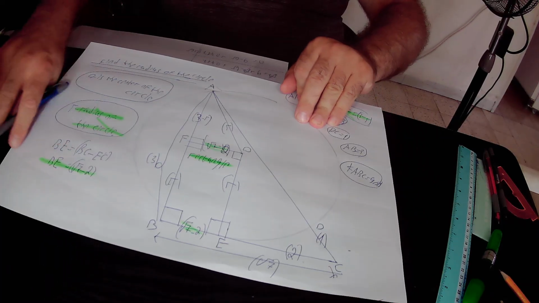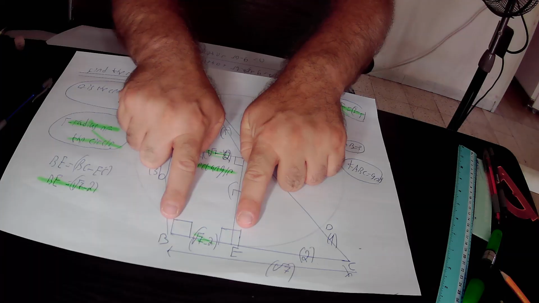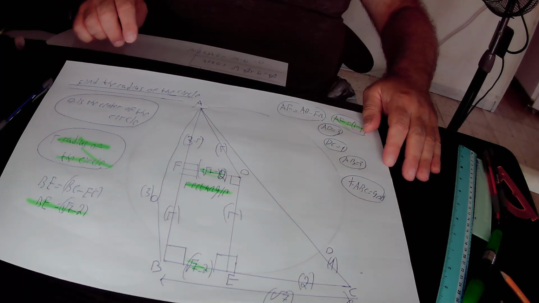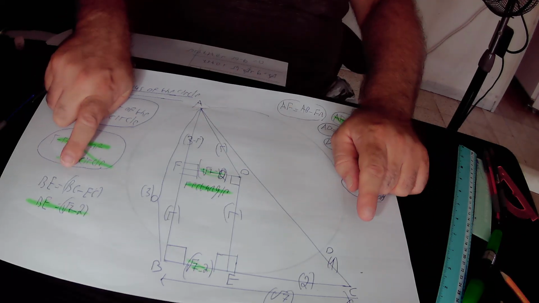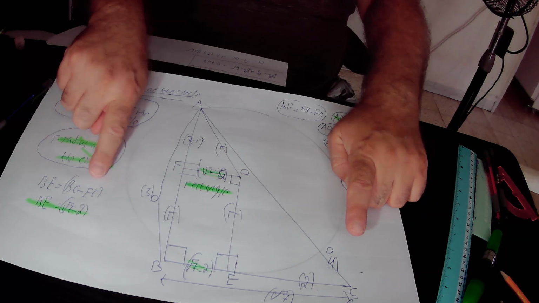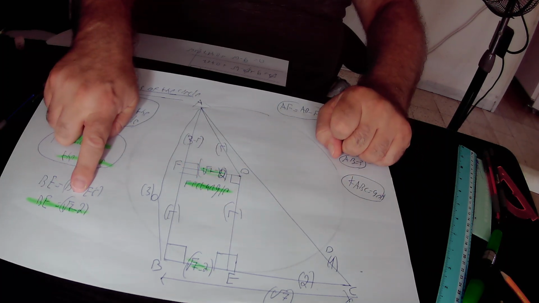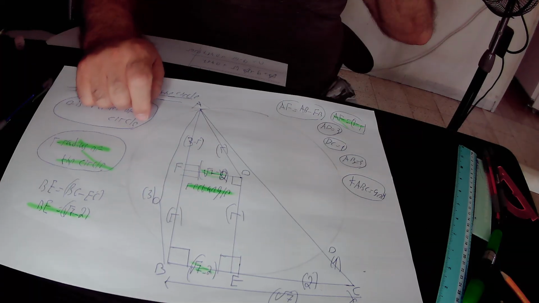So what is the length of the missing line segment BE? From the drawing it is very easy to see that BE equals BC minus EC. So BE equals BC, that is square root of 7, minus EC, that is 2. So in total, BE equals square root of 7 minus 2 units in length.